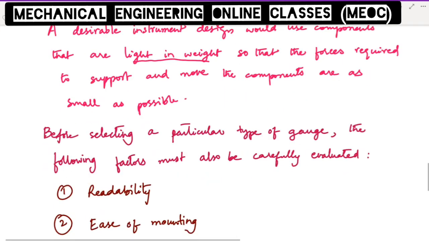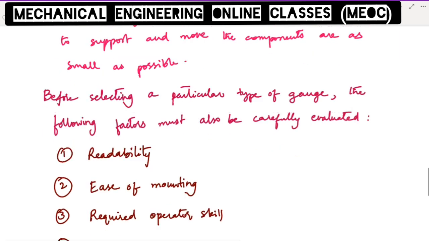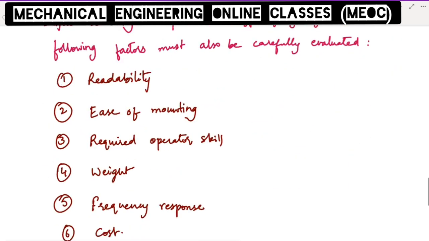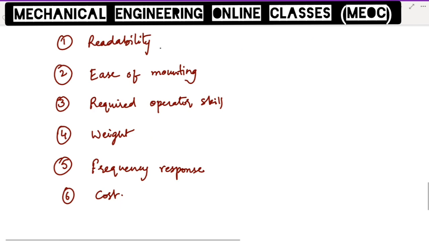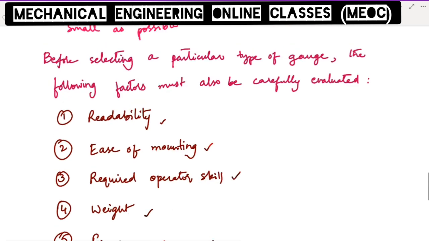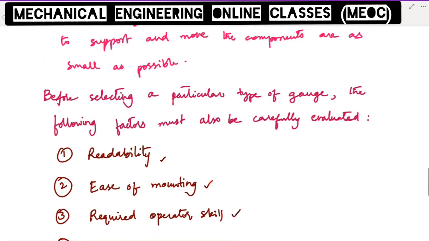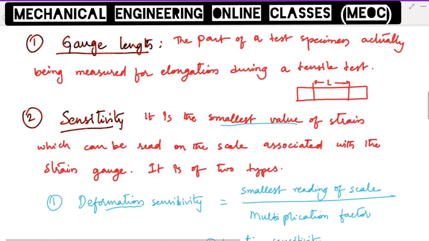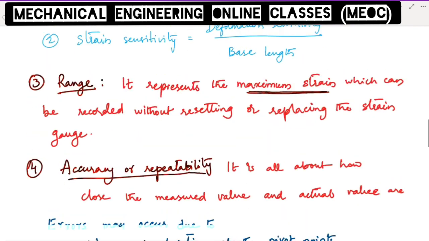Apart from the above four characteristics, before selecting a particular type of strain gauge, we also have to consider factors like readability, ease of mounting, required operator skill, weight, frequency response, and cost. These are the factors to be considered while selecting a particular type of strain gauge, apart from the four characteristics mentioned: gauge length, sensitivity, range, and accuracy.